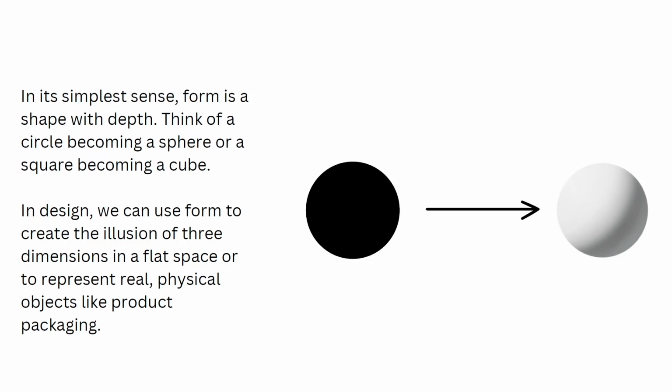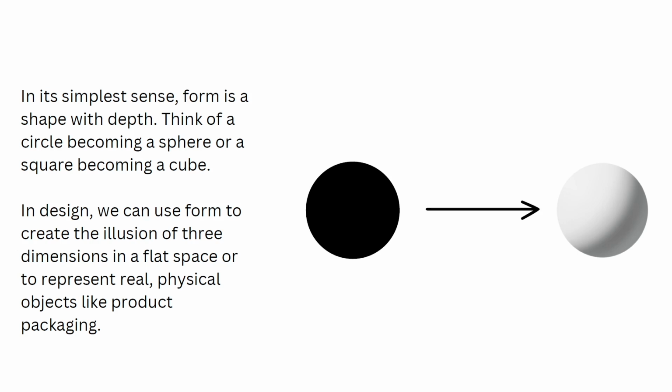So in the simplest sense, we're going to take that shape. Our circle is going to become a sphere. Our rectangle is going to become a cube or cylinders. We're taking that flat form and we're turning it into a volume-based, depth-based object. And in design, we're going to use form to help create that illusion of 3D in a flat space, to create real physical objects even. So, we can work from it visually.